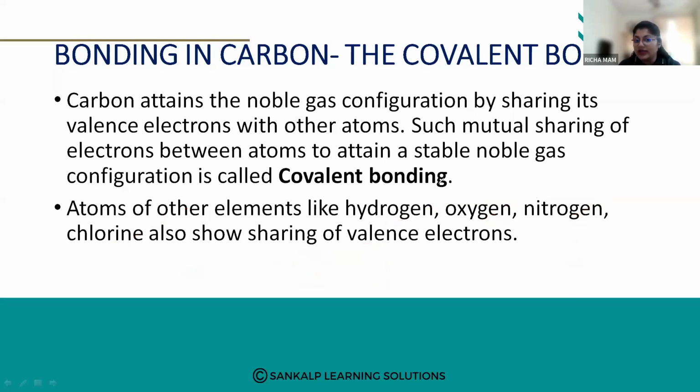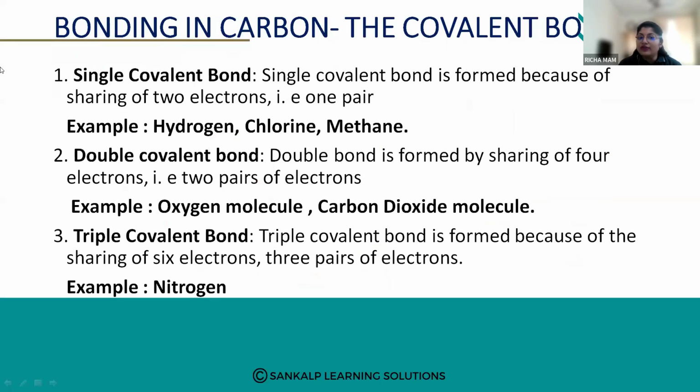Please note it down. What is covalent bonding? Mutual sharing of electrons between atoms to attain a stable noble gas configuration is covalent bonding. Very important, so please mark this. If the question is asked, you have to answer like this. There are different types of covalent bonding. The covalent bond we discussed just now, the mutual sharing of electrons between atoms, can be of 3 different types: the single covalent bond, the double covalent bond, and the triple covalent bond.